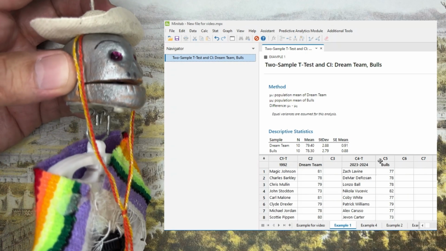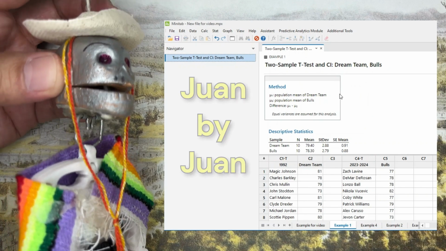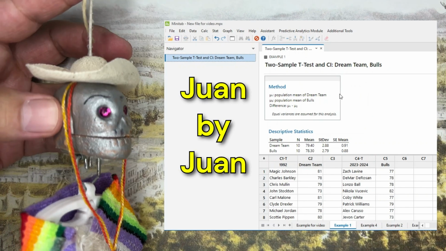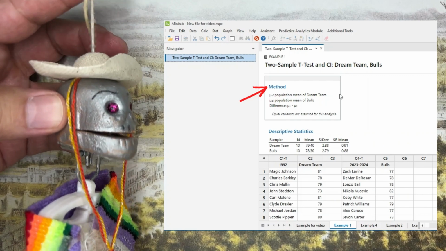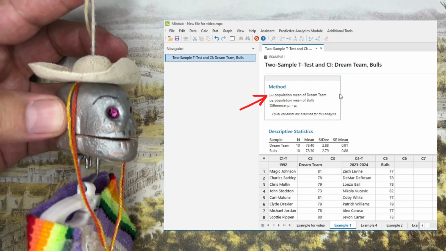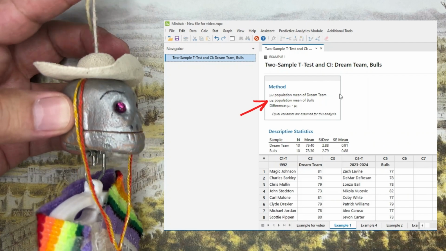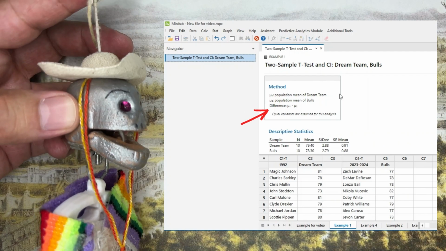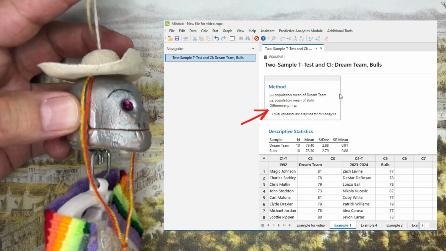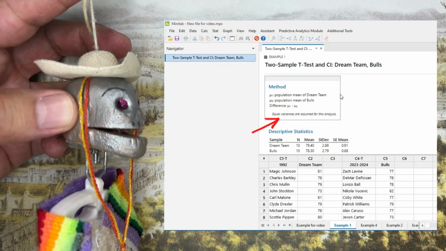Minitab gives us the results in 4 tables. Let's analyze them one by one. The first table is titled Method, and it explains that mu1 is the population mean of the Dream Team, and mu2 is the population mean of the Chicago Bulls. So the method is to compare the difference between mu1 and mu2. We also consider equal variances.